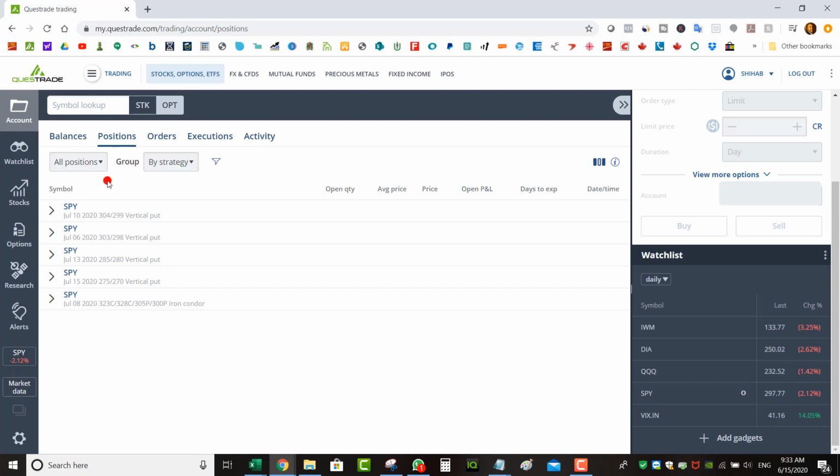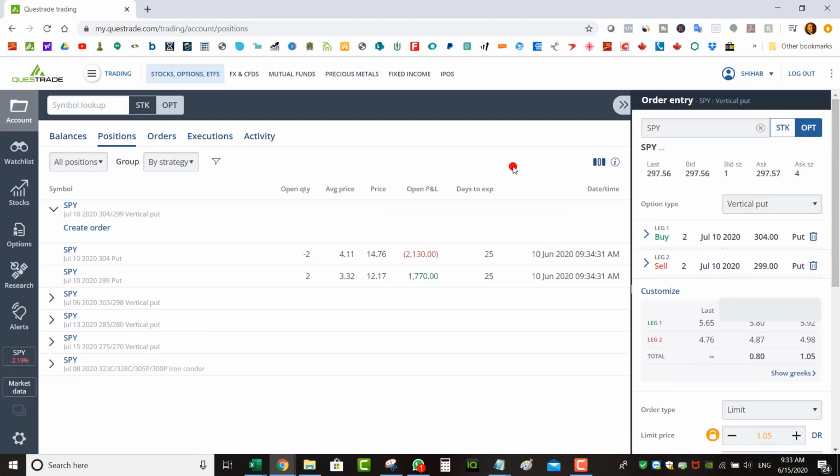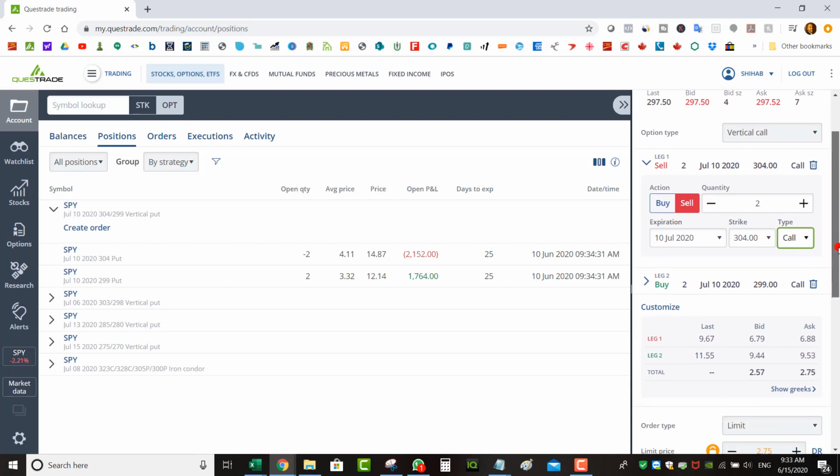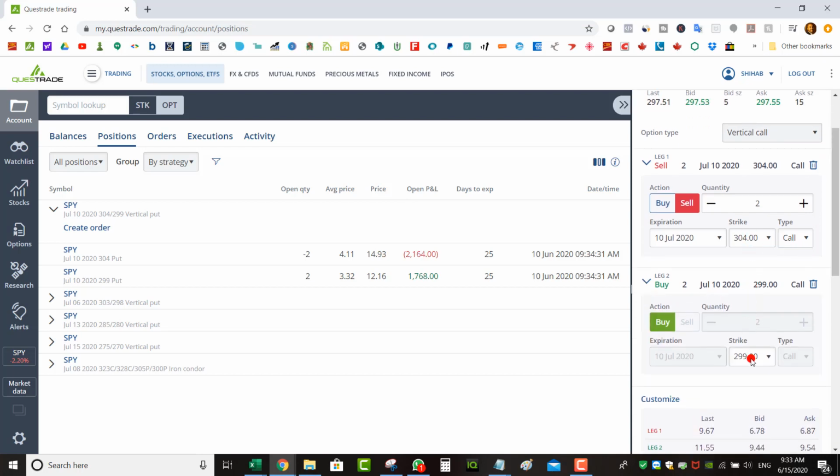So I'm looking at my existing put spreads. I'm going to have to sell a call spread against probably the July 10 one, the 304 short strike on the put, because it's completely breached. The SPY is at 298, 297 right now. So for sure I have to do something. I have to take action on the 304 put spread. So I'm selling a call spread against it.